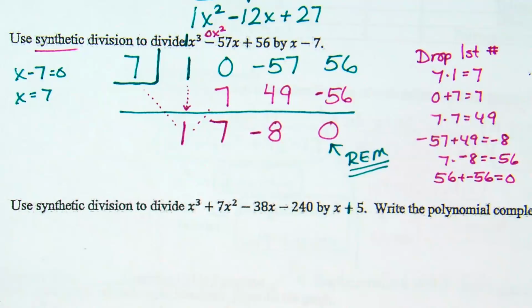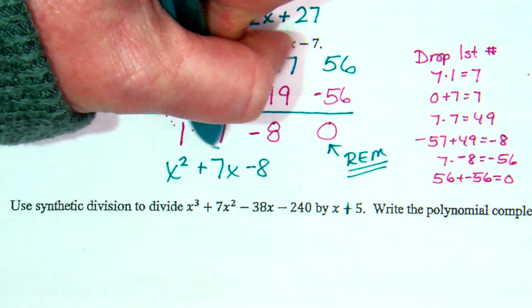What is my solution? Take the whole thing together. X squared plus 7x minus 8. I like it. Because my original problem was x cubed. This one represents x squared. And then go down from there. So 1x squared plus 7x minus 8.